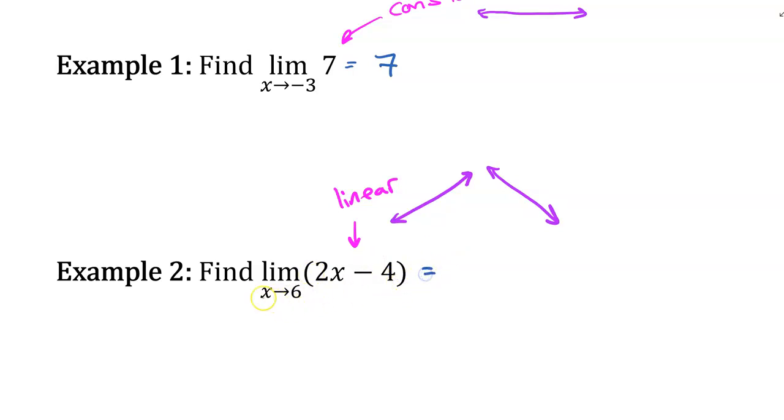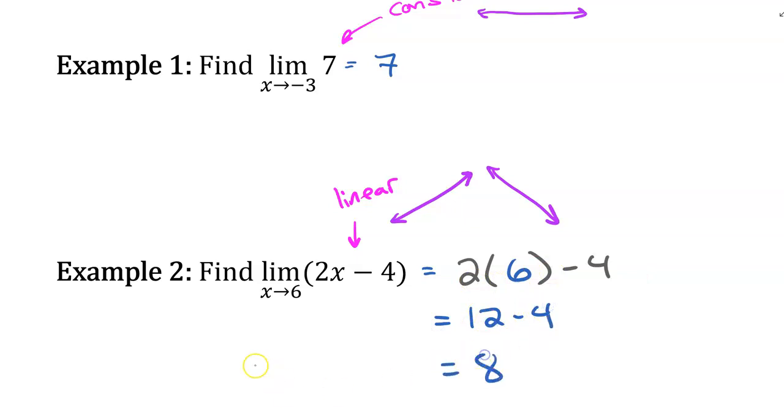So we will take this lovely x as x approaches 6. We will put it into our function as a substitution. So as x approaches 6 would give us, substitute the 6 in for the x, and calculate, so that's 12 minus 4. So the limit as x approaches 6 of 2x minus 4 equals 8.